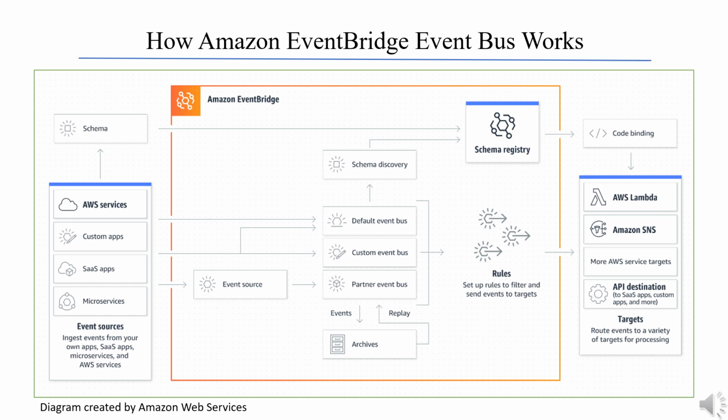Excellent. Now let's see how Amazon EventBridge Event Bus works in an application environment. Amazon EventBridge Event Bus is a serverless event bus that helps you receive, filter, transform, route, and deliver events. The diagram is created by Amazon Web Services. It shows key features of Amazon EventBridge Event Bus and integration with other AWS services and applications.